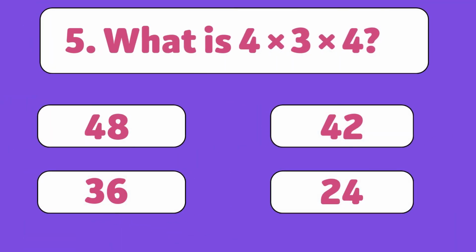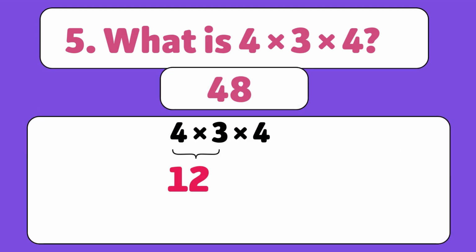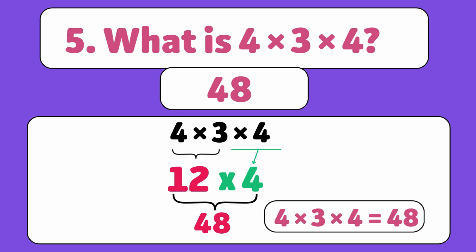What is 4 times 3 times 4? 48. Simply multiply the first two numbers. 4 times 3 equals 12. Then multiply the result by the next number. 12 times 4 equals 48. Therefore, the answer to 4 times 3 times 4 is 48.